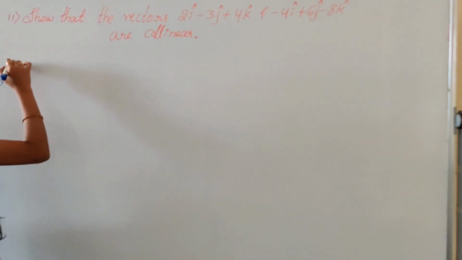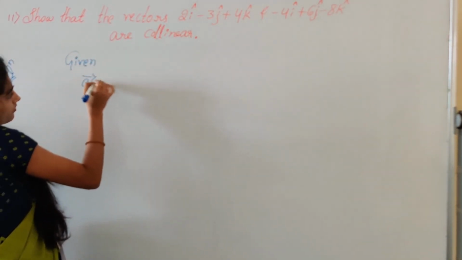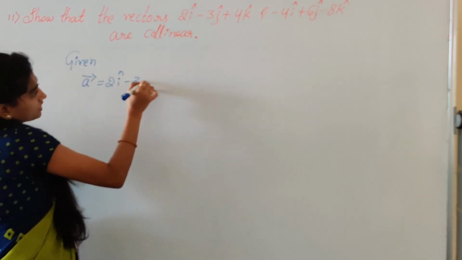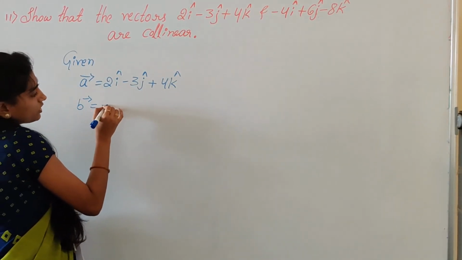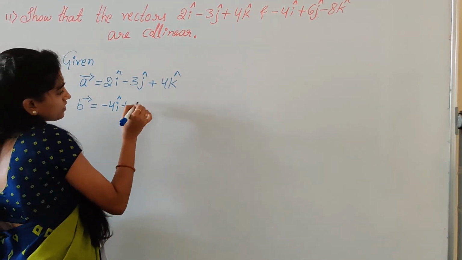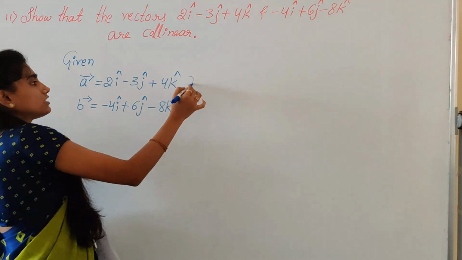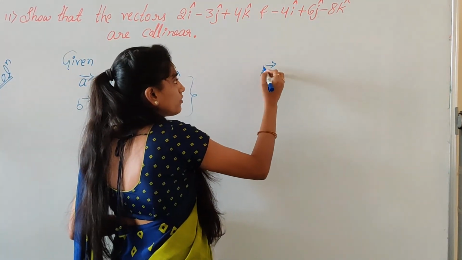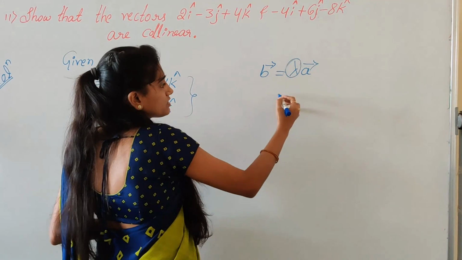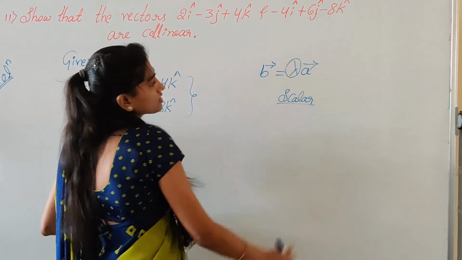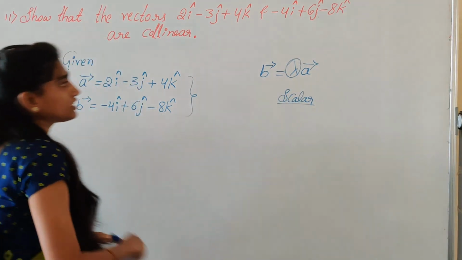So here they have given two vectors. Consider this one as vector A, that is 2 i cap minus 3 j cap plus 4 k cap, and the second one, vector B, is equal to minus 4 i cap plus 6 j cap minus 8 k cap. Now if these two vectors are collinear, the condition should be vector B is equal to lambda into vector A. Here lambda is a scalar. So multiplication of a vector by a scalar, that is the collinear form.